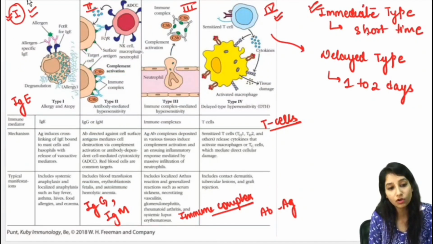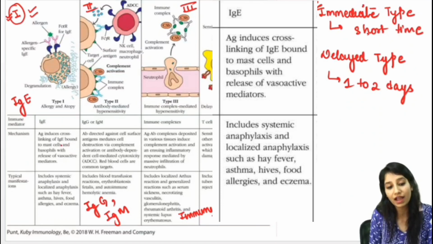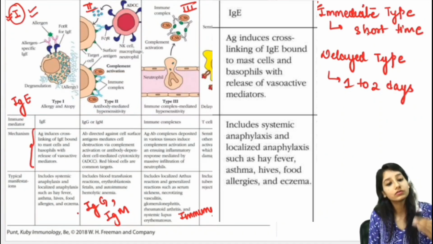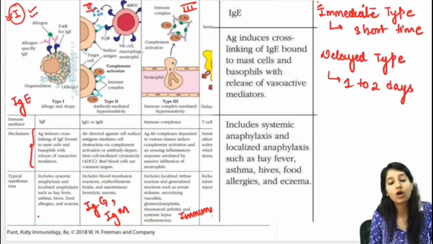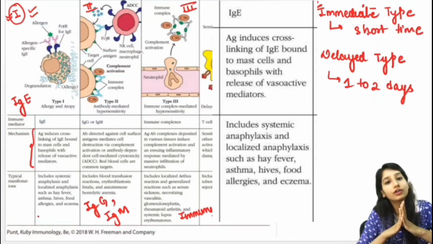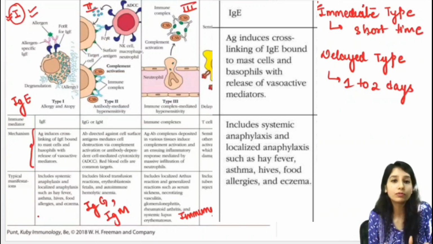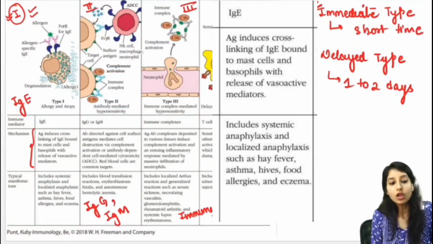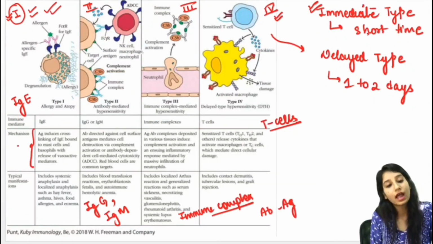Here you can see the short explanation of this also: antigen induces cross linking of IgE bound to mast cell and basophil with release of vasoactive mediators. I hope this is clear in the video. So it is saying the same thing, and it will cause allergies, asthma, hay fever, and this all can occur due to any common food material or any common medicine or due to pollen grain. So this is type 1 hypersensitivity.